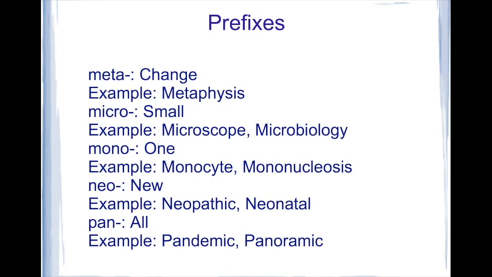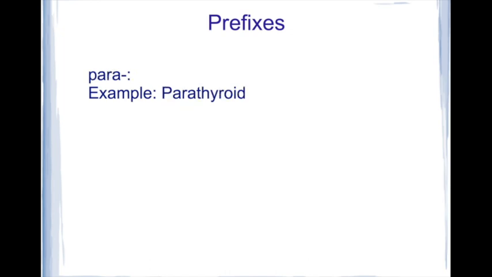Para. Not two. Not a pair of. Para, like parathyroid. Where's the parathyroid in relation to the thyroid specifically? It's considered beside the thyroid. So parathyroid is beside the thyroid.